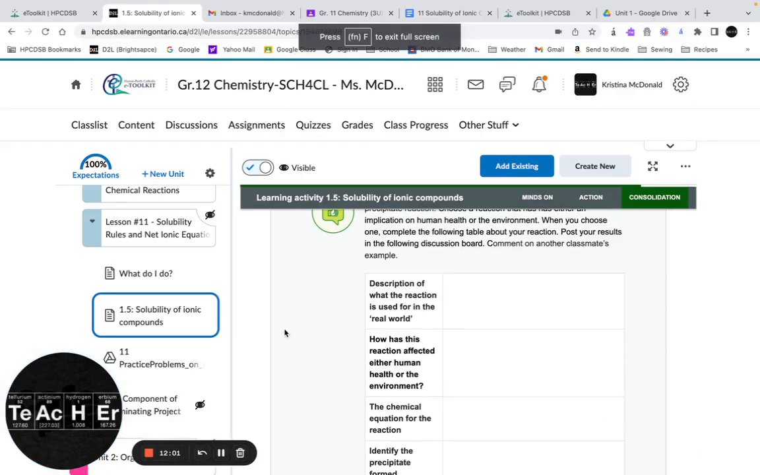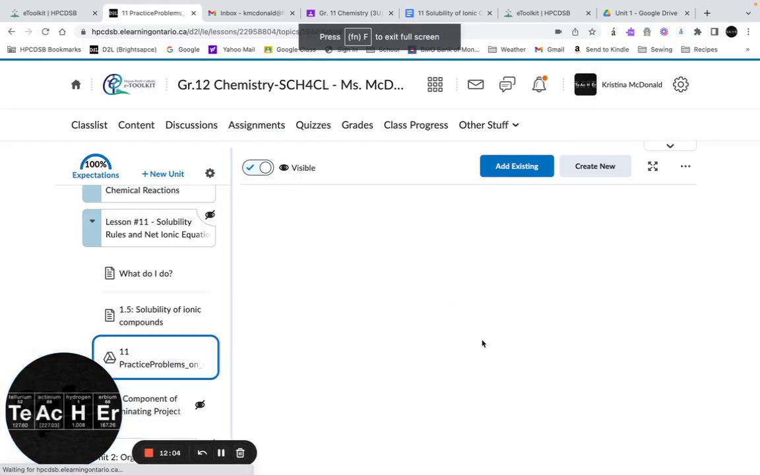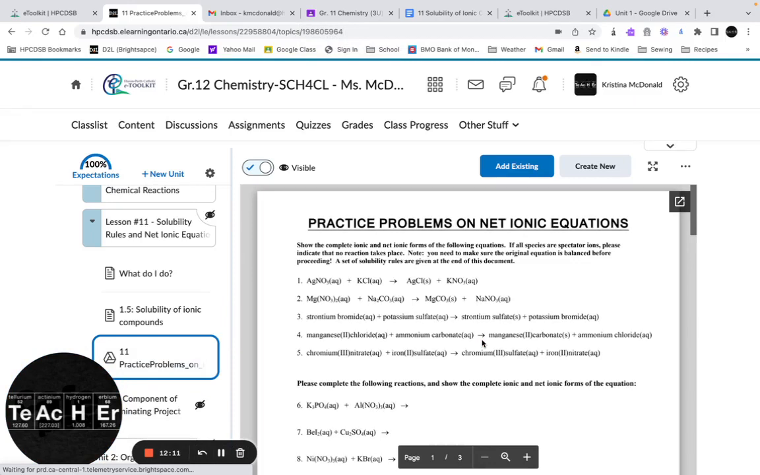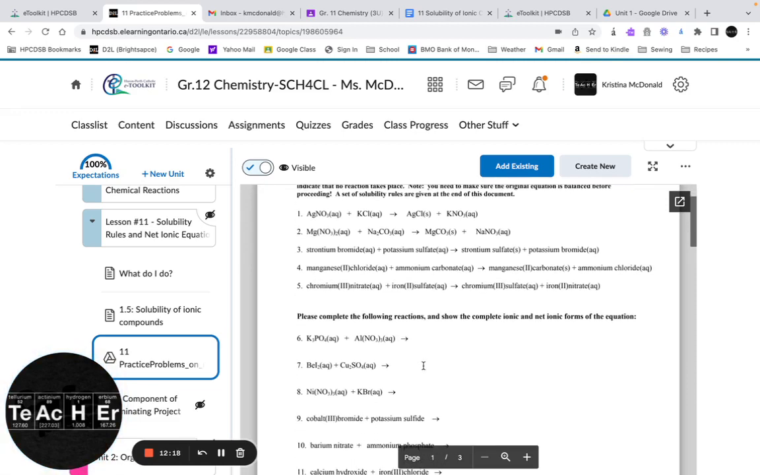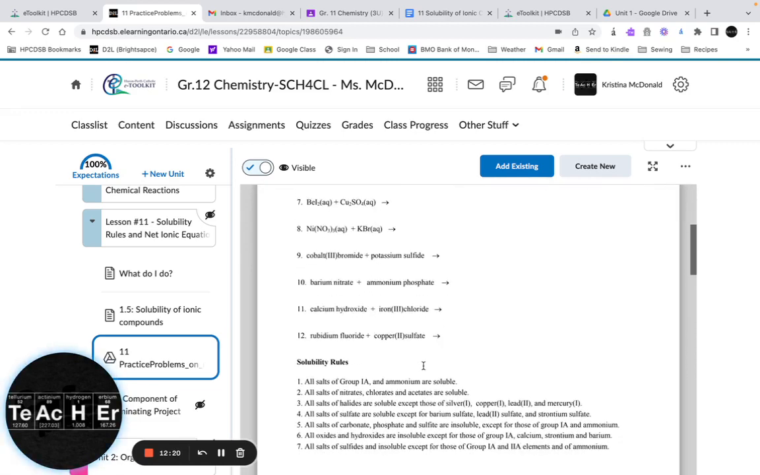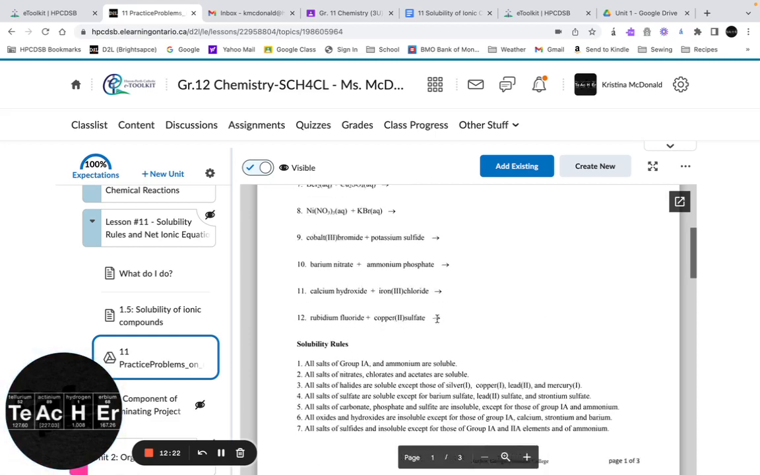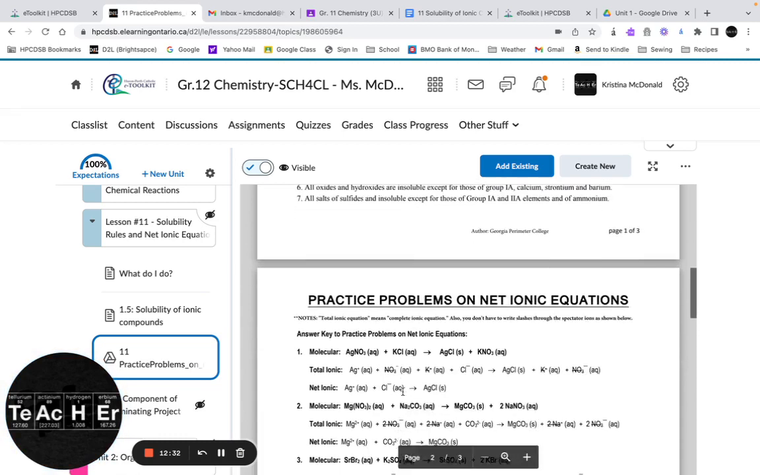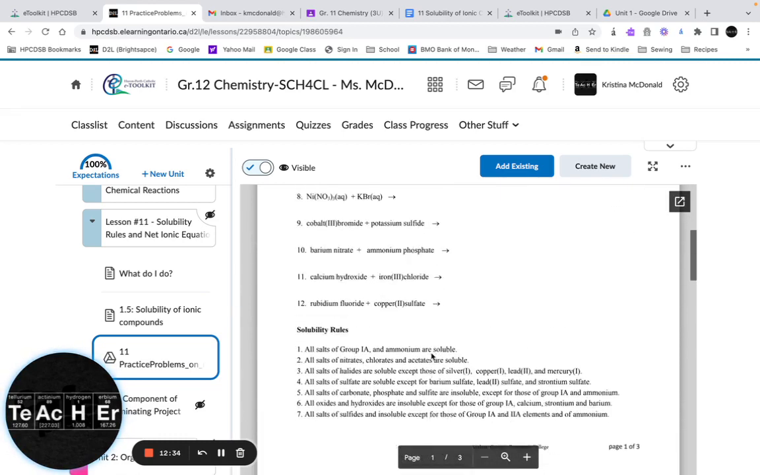Let me move back here. Here on this practice problems worksheet, let's load that for you. You can go through, and they're telling you to show the complete ionic and net ionic equations for all of these. And you have to come up with the products for some of them. Here are some brief solubility rules if you want. I would probably go back and use that chart in the resource note. It's pretty good. And then here are the answers for it.